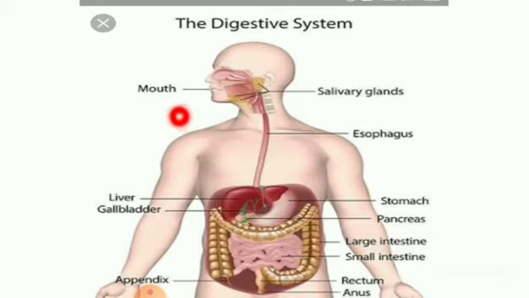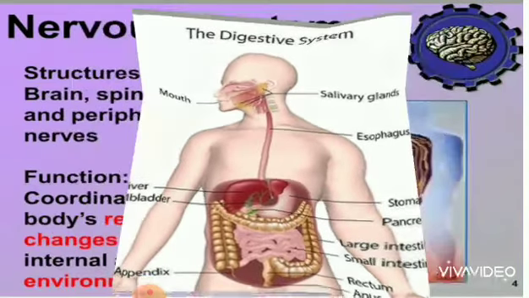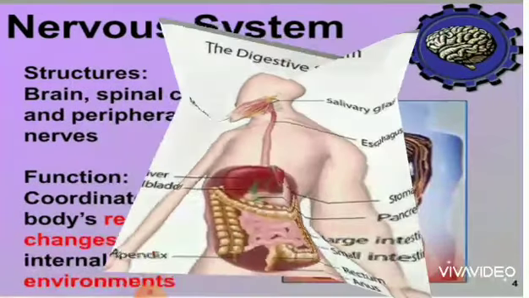Next, digestive system. The mouth, salivary glands, esophagus, liver, gallbladder, stomach, pancreas, large intestine, small intestine, appendix, rectum, anus. These are the organs that form this digestive system.